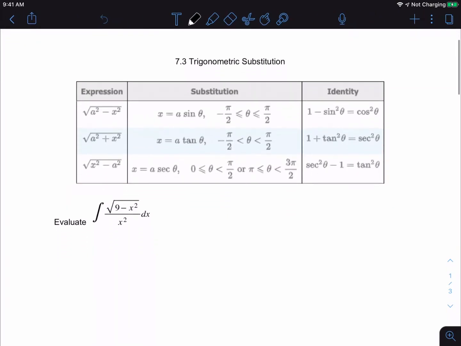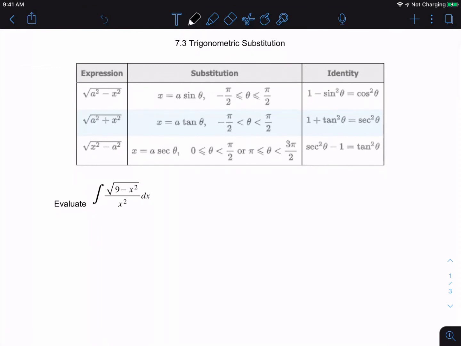And we'll go from there. Okay, something cool is this is a table that's going to be a reference for you on when to use what. So one of the things that's important is if we have something in the form a squared minus x squared, we're going to use x is equal to a sine theta. If we have a squared plus x squared, then we're going to use x is a tangent theta. And then if we have x squared minus a squared, then we're going to use a secant theta to be able to manipulate these problems.